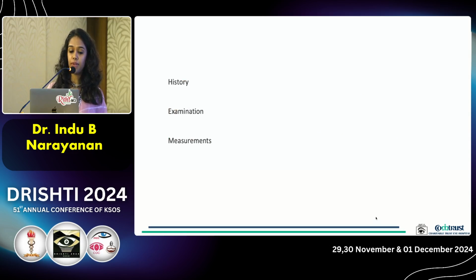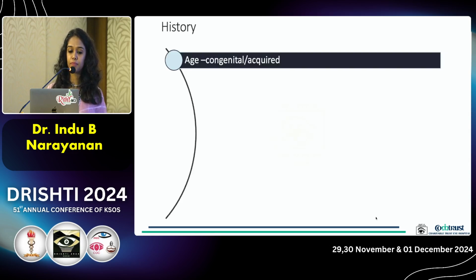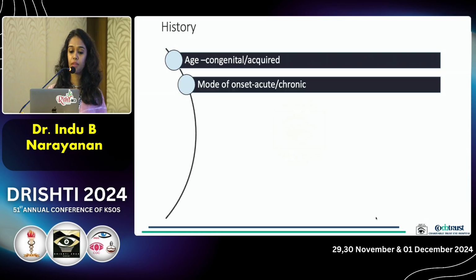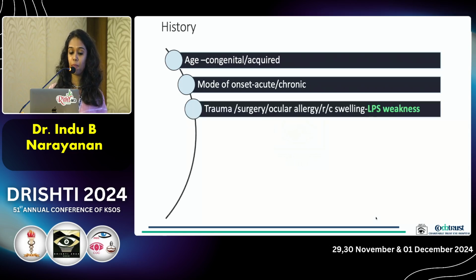So, for ptosis evaluation, meticulous history taking is important. Examination and measurements are also required. In the history, first and foremost is the age of onset, if it's a congenital one or an acquired one. The mode of onset, if it's acute or chronic. Acute is more of an emergency. Always see if there is any history of trauma or any surgery, ocular allergy or recurrent swelling, because all these factors cause levator weakness.